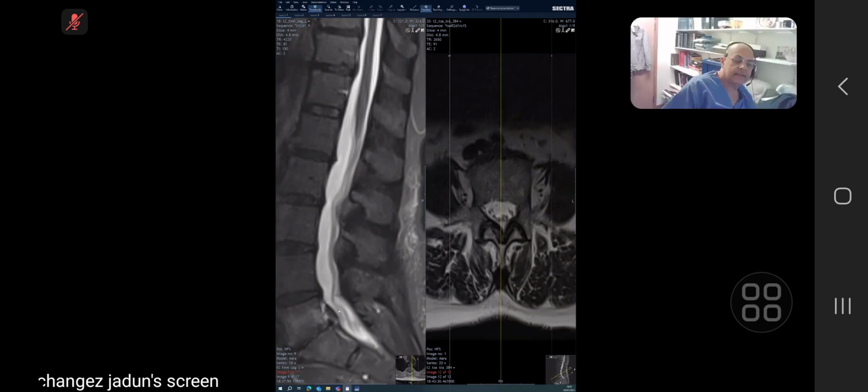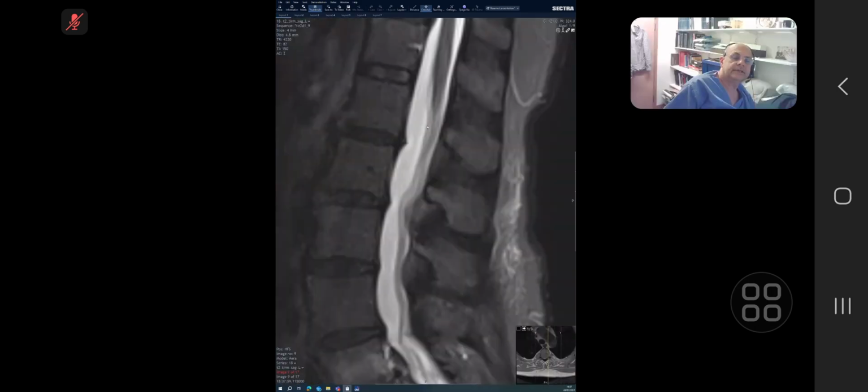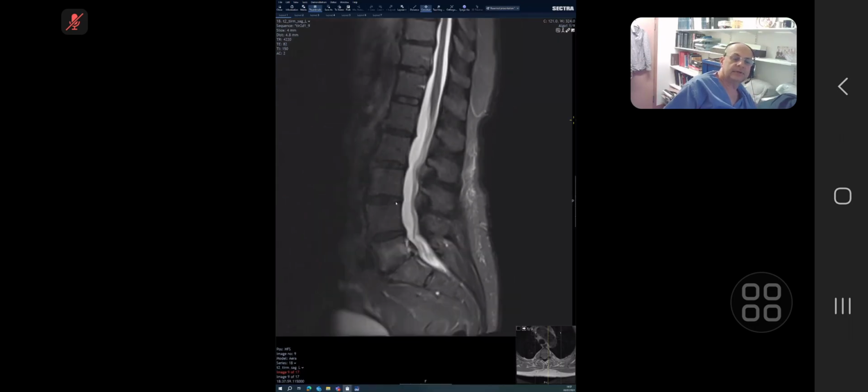L5 would be here. L3 and below, we call it tethered cord. Ideally, it should be at the level of L1 and L2, and when it goes downward, we say it's a tethered cord, and to me it appears to be a tethered cord. Why do you say it is tethered cord when the conus is at L1? This is where your conus is lying.